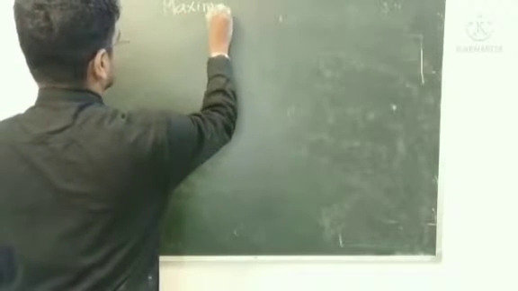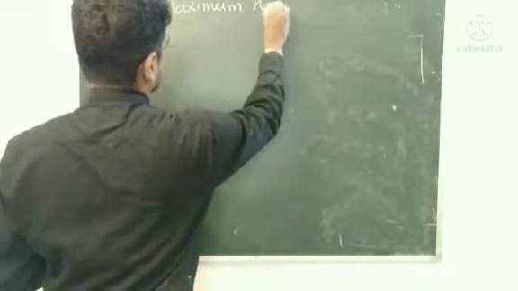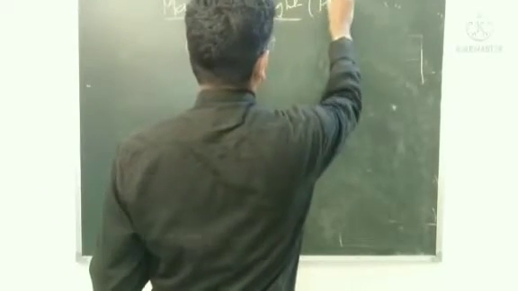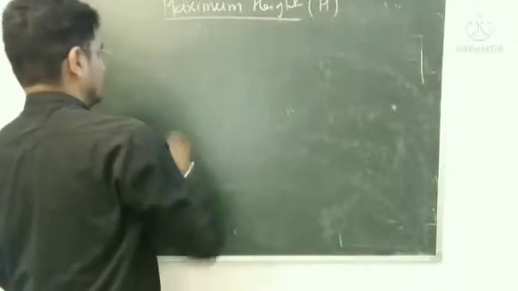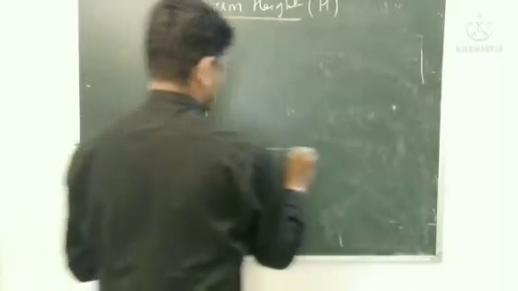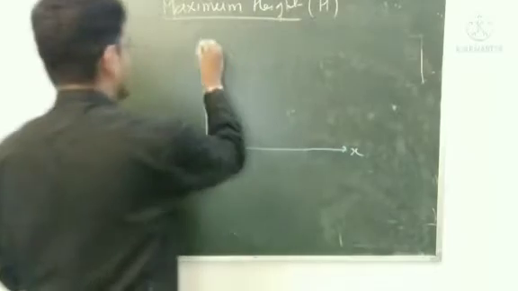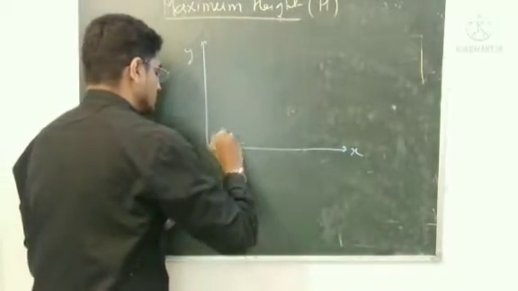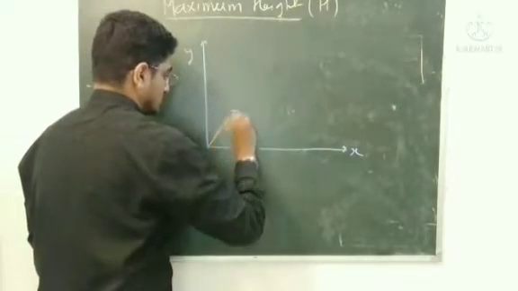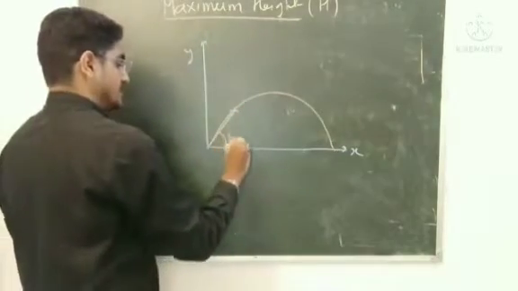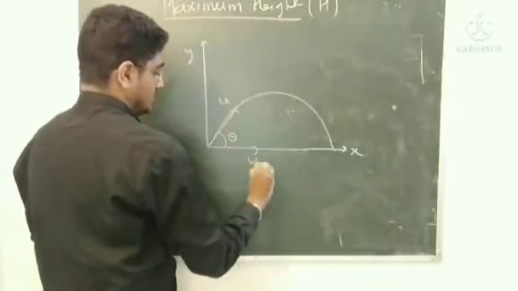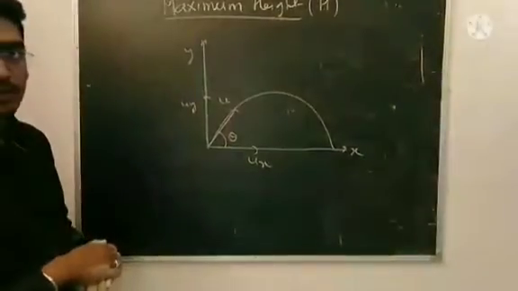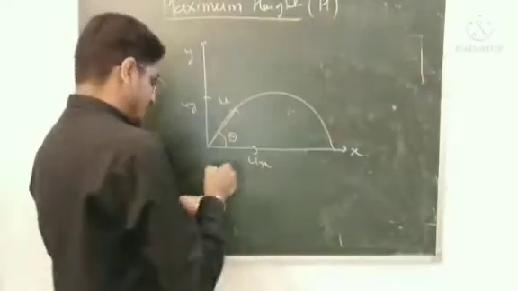Maximum height. We denote it by capital H. Let the x component, this is the y component. And if we consider projectile motion, this angle is theta, this is u, the initial speed, this is the ux component and the uy component. The initial velocity is u. Now what we have to find is the maximum height.